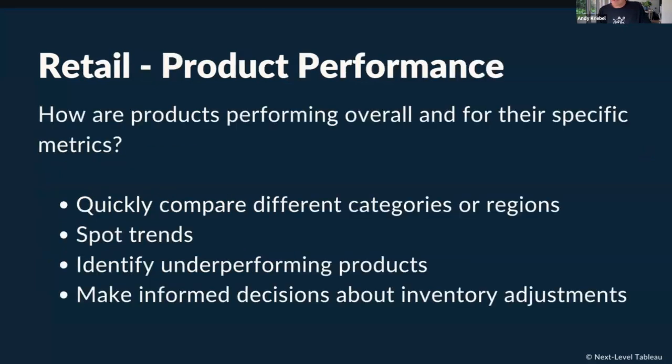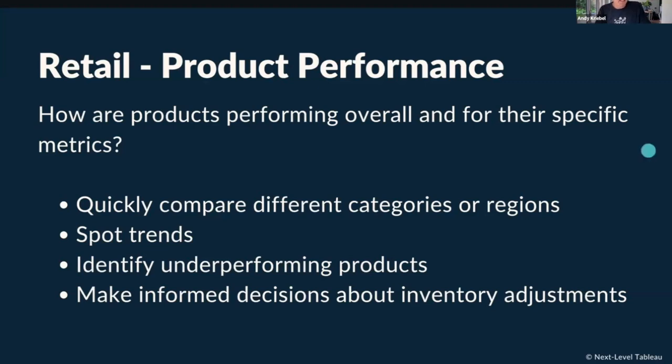Okay, so here's the question we're trying to answer here. We're looking at product performance in retail. How are my products performing overall and for their specific metrics, right? So different categories have different metrics. So we want to allow managers to click on different product categories or regions directly within the dashboard. Okay, you can probably picture that, right? We're just allowing a bit of click interactivity there.